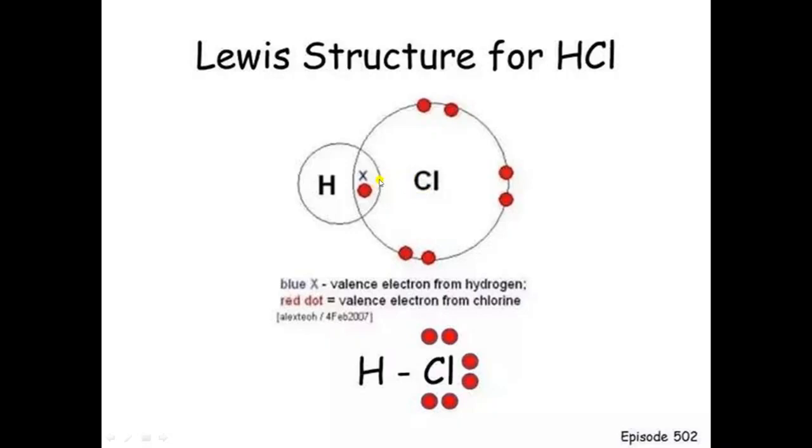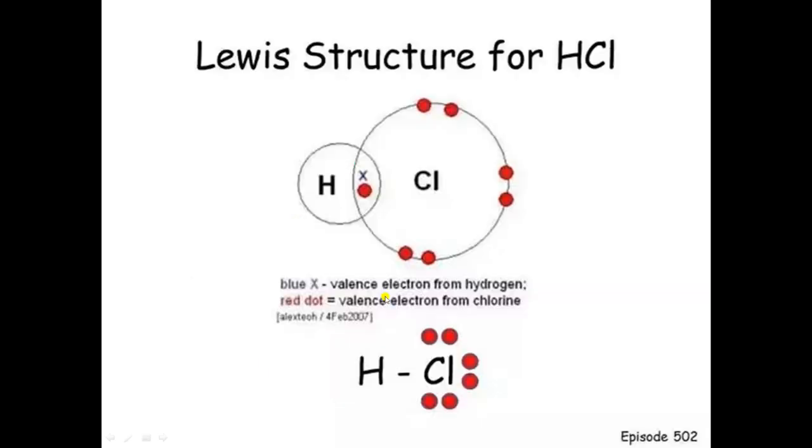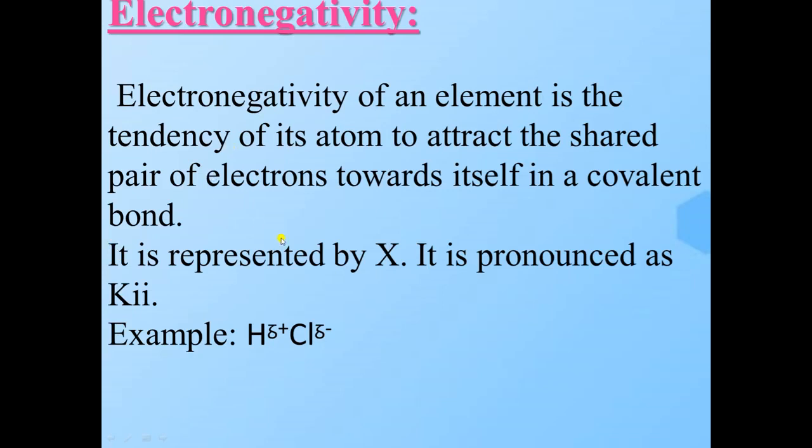So that means chlorine will acquire partial negative charge. Here this is delta, that means small. So this chlorine atom will acquire small negative charge and hydrogen atom will acquire small positive charge, because chlorine is more electronegative, it can attract the shared pair of electron towards itself. Electronegativity is represented by X, and it is pronounced as chi.